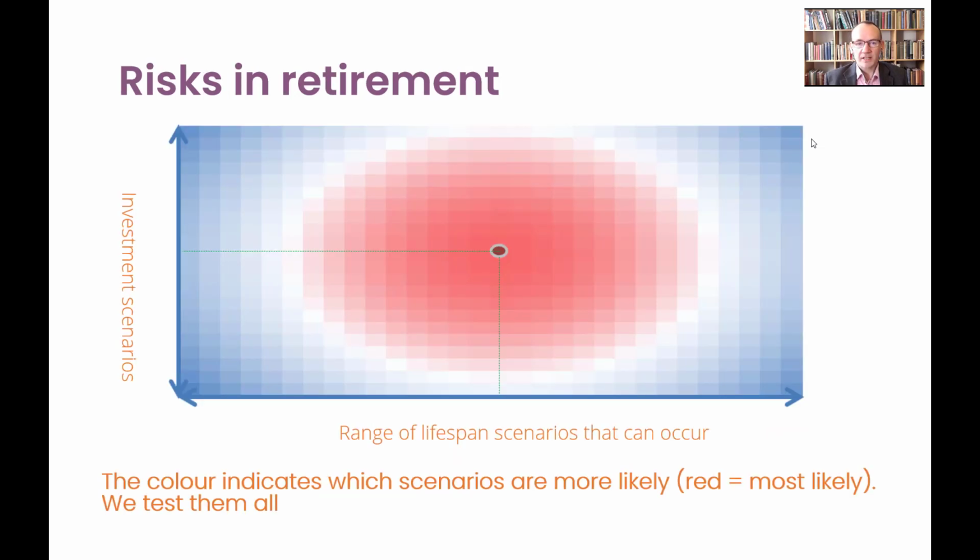What we're showing here is kind of a heat map. The red shading indicates the scenarios that are more likely to happen, and the blue scenarios are things that are less likely to happen, but still could. So your dark blue are the kind of extremes. So down the bottom right here is scenarios where you live a very long time and market returns are really poor. Whereas the dot in the middle is people living to life expectancies and getting average returns. A stochastic model stress tests all of them.